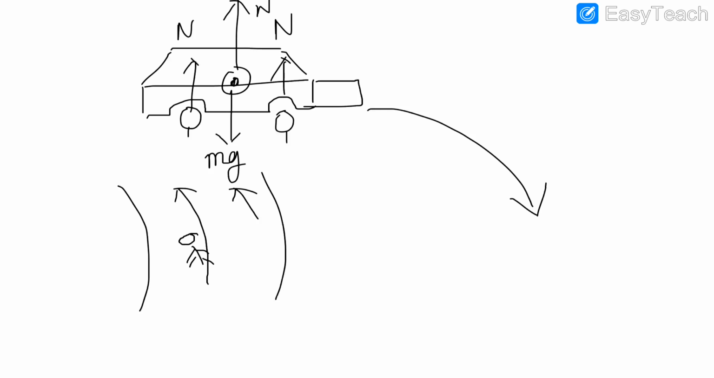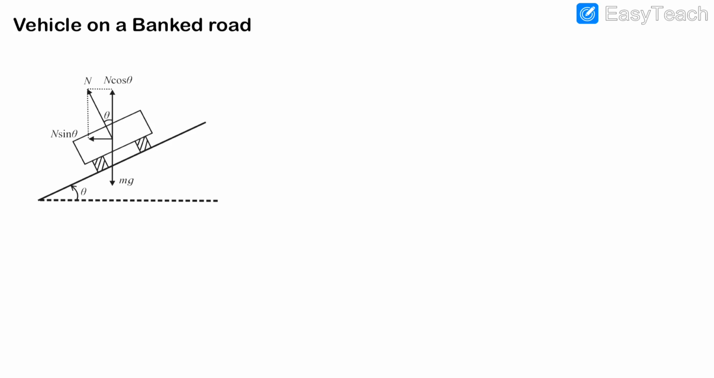Now we are going to start the second application, that is on a banked road. Here is the second application, vehicle on a banked road. Here the vehicle's weight mg is vertically downward. Normal reaction is in this direction. Why is normal reaction in this direction? Because the normal reaction is provided by the surface, and that normal reaction is always perpendicular to the surface, meaning this is 90 degrees. Okay, that's why normal reaction is inclined.